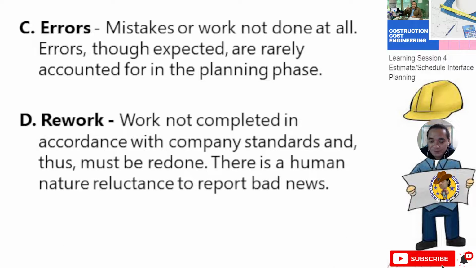Then letter C, errors. Mistakes are work not done correctly. Errors, though expected, are rarely accounted for in the planning phase. We all know that we are all human, so we are prone to errors. That is why in this industry, if you observe the signatories, there are usually three to four.